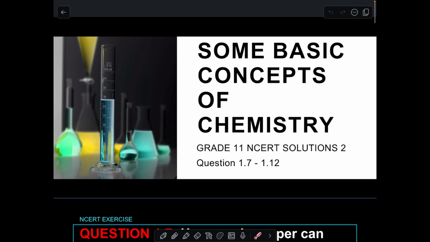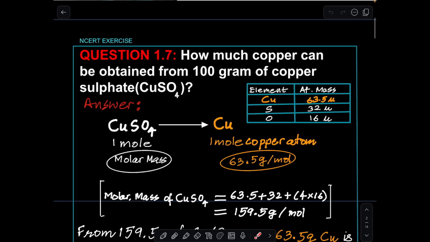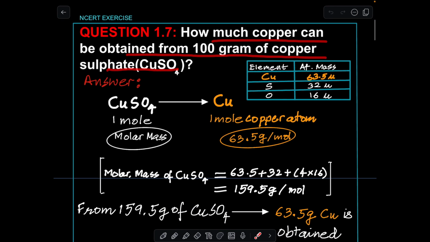So the very first question, 1.7: how much copper can be obtained from 100 grams of copper sulfate? To solve this problem, we need to understand the relationship between copper sulfate and copper. From one formula unit of copper sulfate, we can see that we have one copper atom. So 1 mole of copper sulfate will give you 1 mole of copper atoms. And 1 mole of copper atoms means what? It is equal to the atomic mass or the molar mass of copper, that is 63.5 grams per mole.